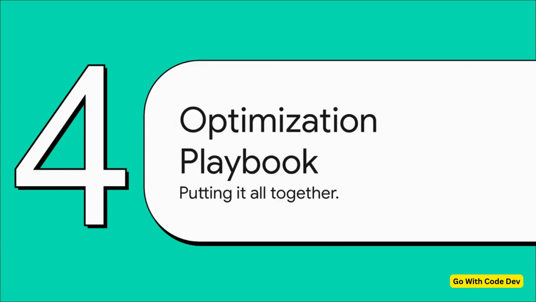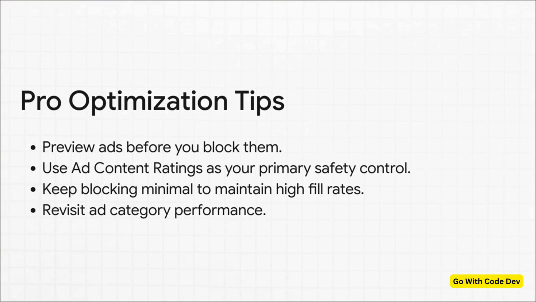So, we've walked through the 3 levers: topics, maturity, and competition. Now let's pull it all together into a simple, repeatable playbook that you can use for ongoing optimization. These are the pro tips to live by. First, always preview some ads from a category before you block the whole thing. You might be surprised. Second, use those broad content ratings as your safety net and then use category blocking as your precision tool. And remember, keep the blocking minimal to protect that all-important fill rate.